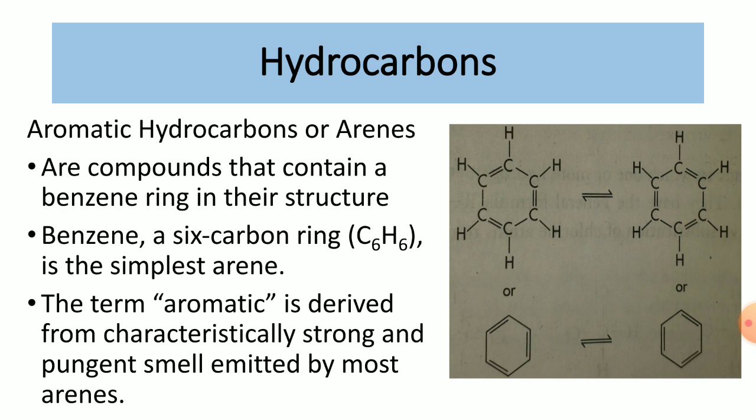The term aromatic is derived from a characteristically strong and pungent smell emitted by most arenes. Among these substances are the naphthalene, commonly known as the mothballs, and toluene. Naphthalene is used as an insect repellent, while the toluene is an ingredient of petroleum products, paints, and adhesives.